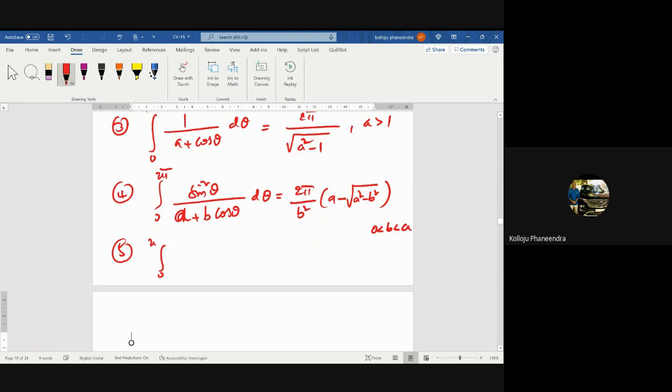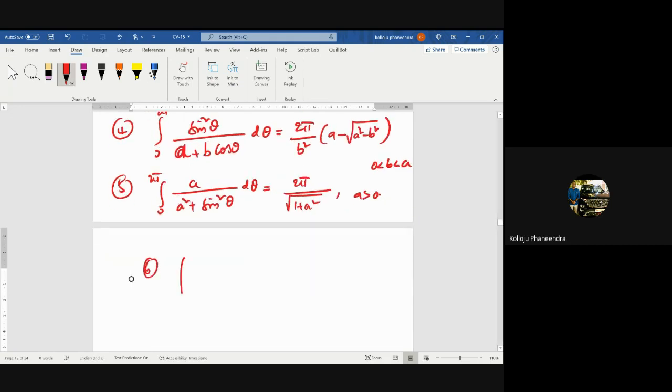Integral 0 to 2 pi, a by a square plus sine square theta d theta equals 2 pi by root of 1 plus a square, a is greater than 0. And the last one, integral 0 to 2 pi, 1 by 5 minus 3 cosine theta, whole square. All of you solve this last problem. 5 pi by 32.